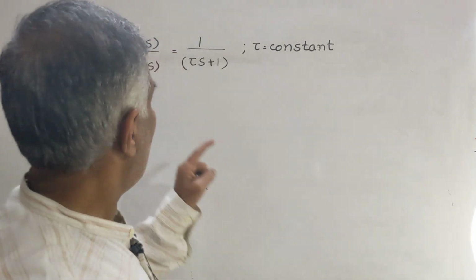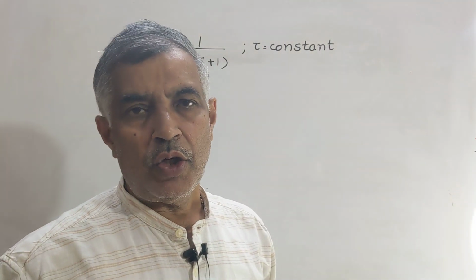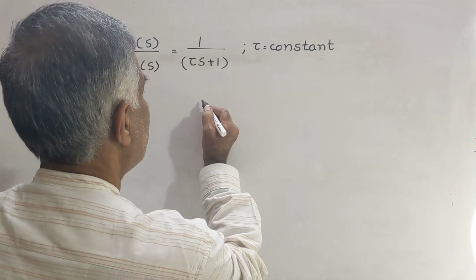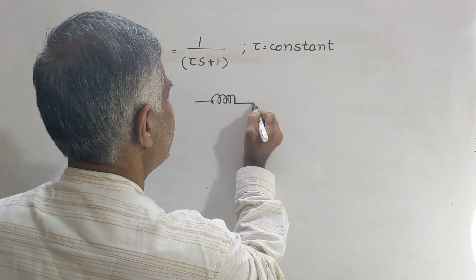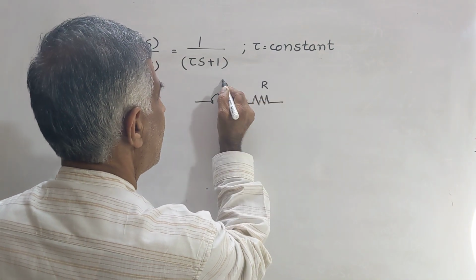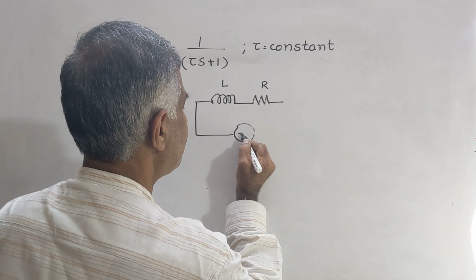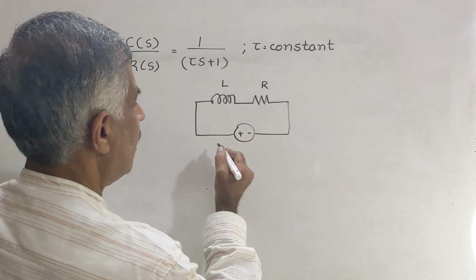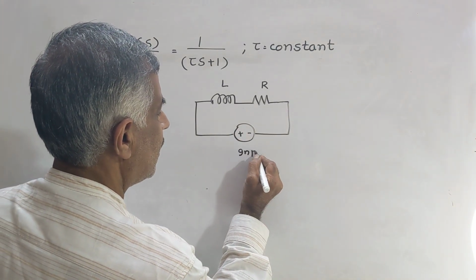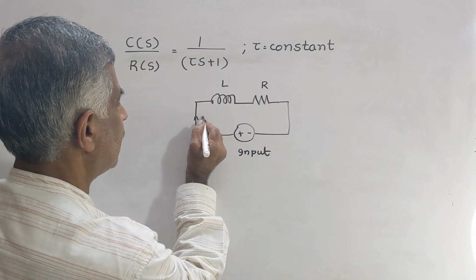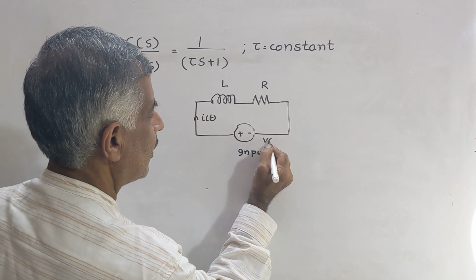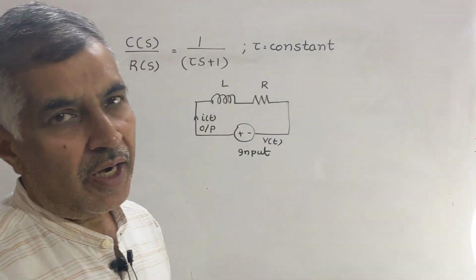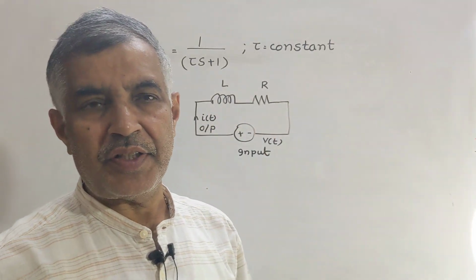Some of you may question, how did this expression 1 over tau s plus 1 come about? I will give an example of an electrical system, that is, an RL circuit. Now, V(t) is the input and current is the output: V(t) is input, I(t) is output. Now this is a first order system.